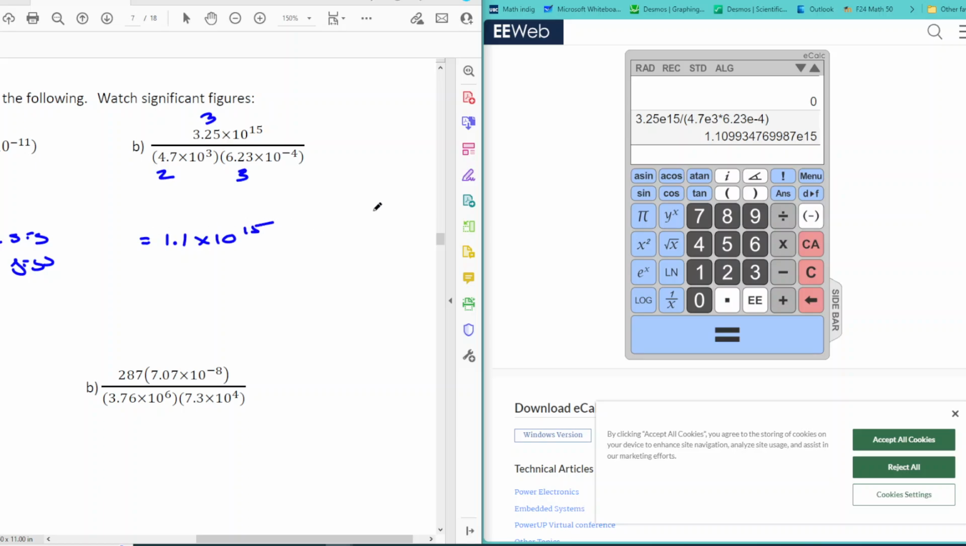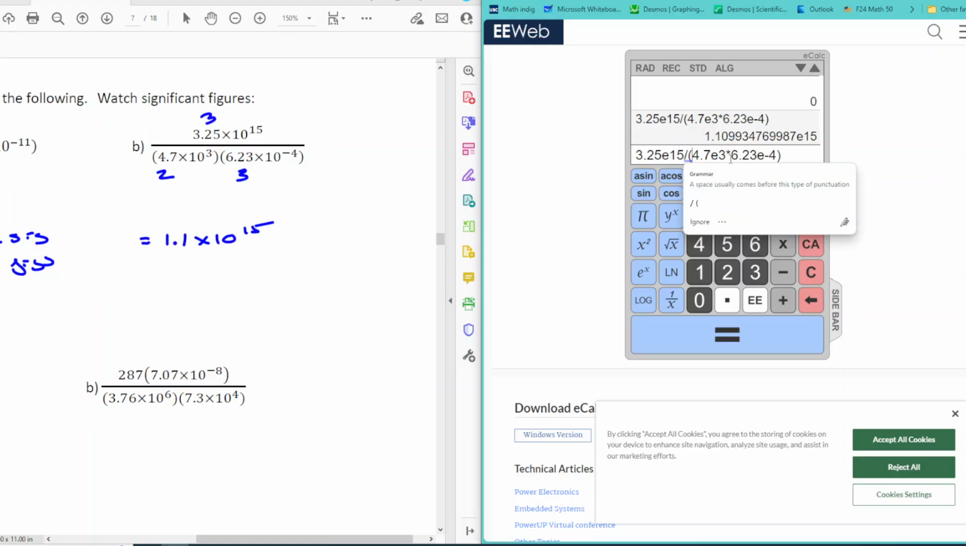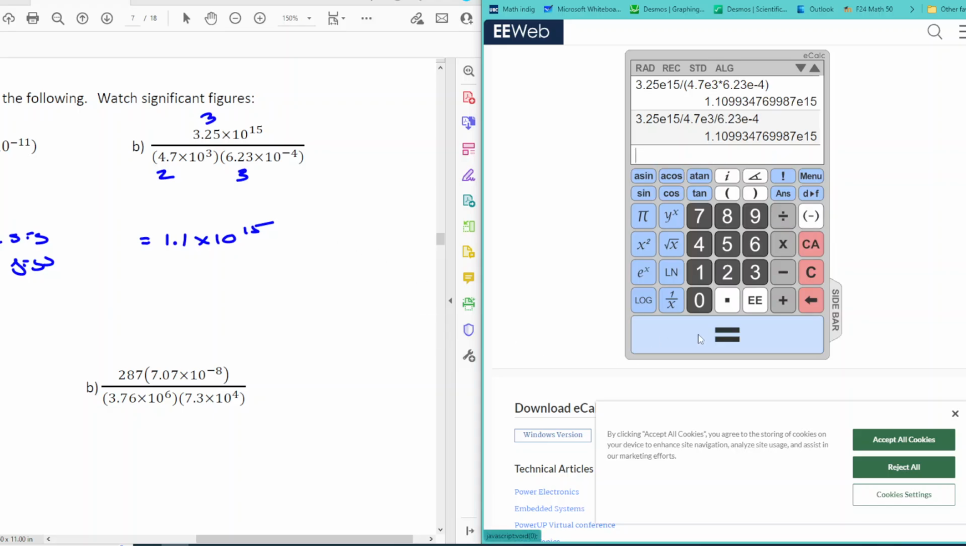So you can do it like that, or if anybody doesn't like brackets, I generally find that this is the majority of ways people are going to do it, they just always put their numerator and the denominator in brackets. But if you wanted to, you could change that to a division symbol, and you could say, hey, this is 3.25 times 10 to the 15 being divided by 4.7 times 10 to the 3 and being divided by 6.23 times 10 to the negative 4. And this will also give me that correct answer.